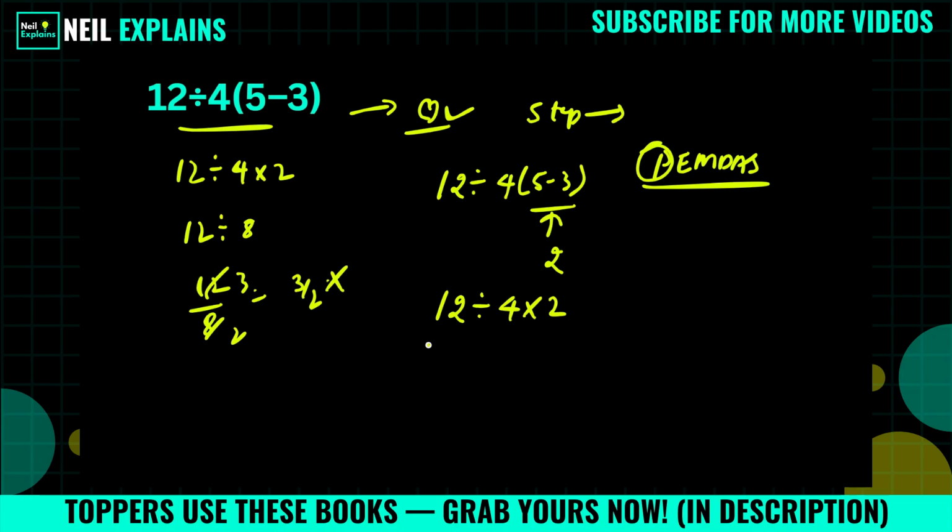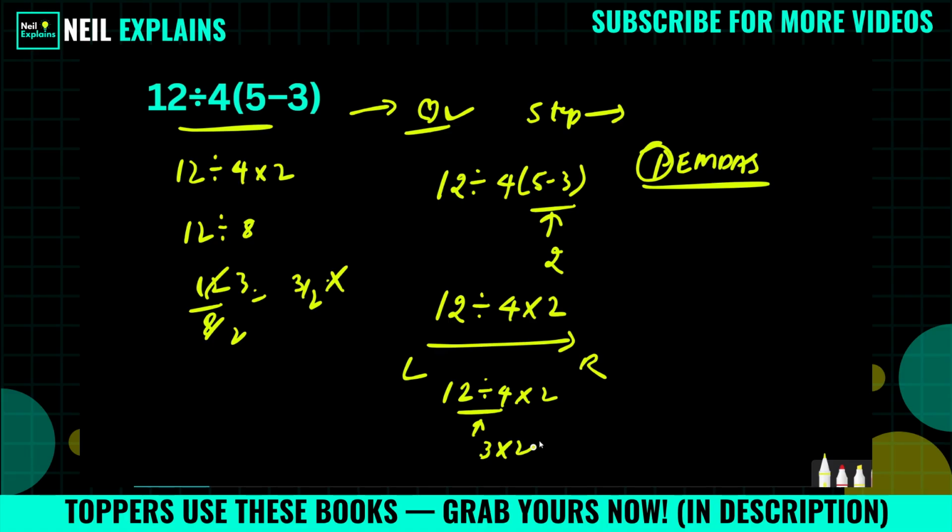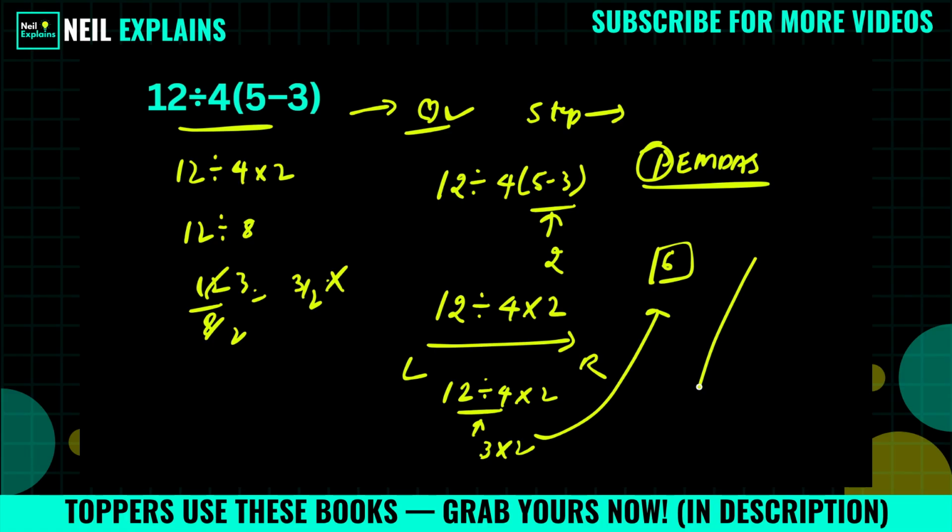As we know, division and multiplication is the same priority, and we will solve from left to right. So 12 divided by 4 into 2, this will give 3 into 2. So right answer will be 6. 3 times 2, which equals to 6.